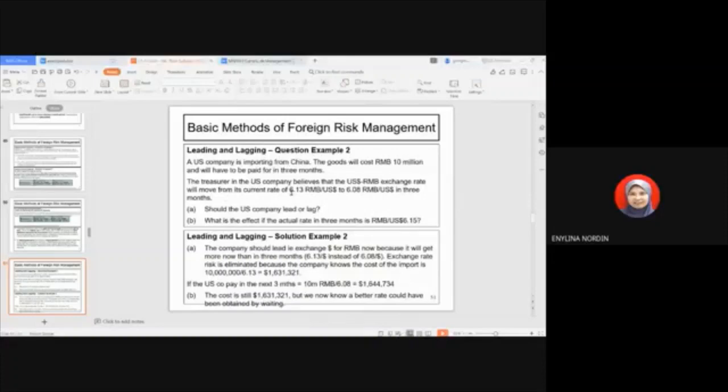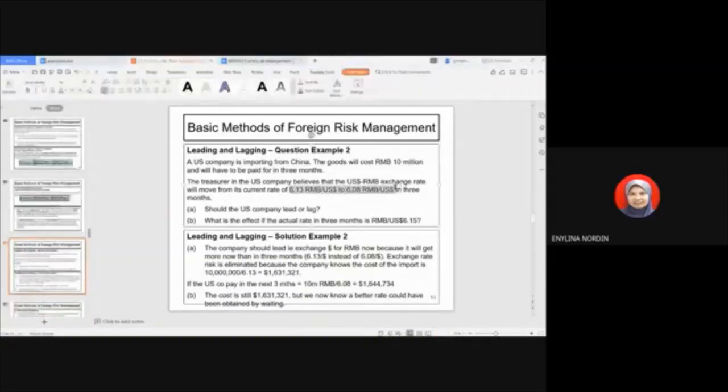So what does it mean from the exchange rate prediction? That means the treasurer of the US company predicts that the RMB is going to appreciate. Why appreciate? Because there is going to be less RMB for $1. So it becomes cheaper for RMB to be converted into dollars.